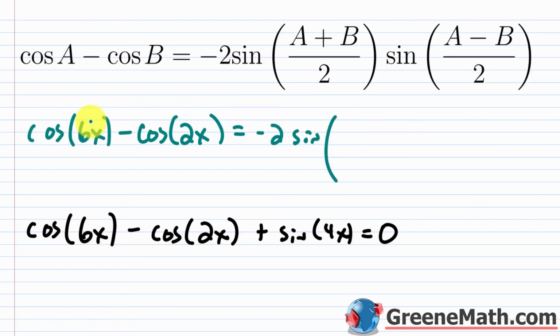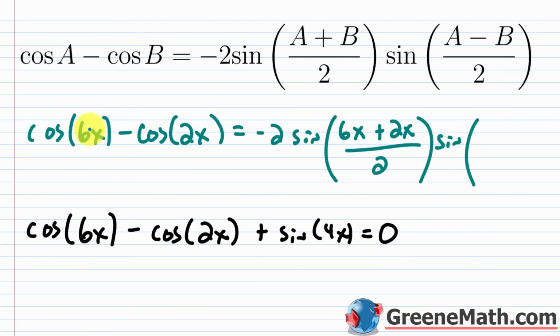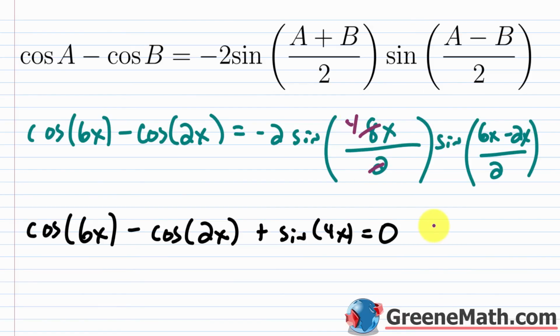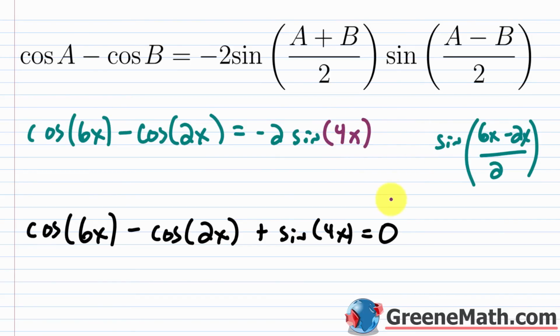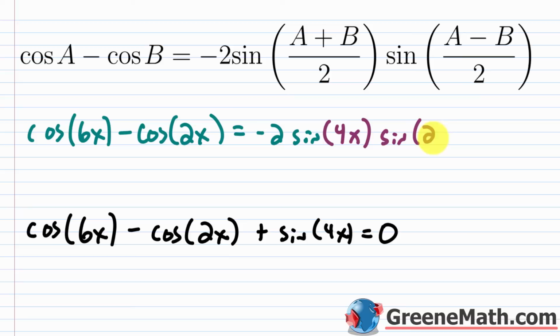So this plus this. So 6x plus 2x over 2. And then you have your sine of a minus b over 2. So 6x minus 2x, again, this is over 2. 6x plus 2x is 8x. So this right here would be 8x over 2. So this 8 would cancel with this 2 and give me a 4. So this would be 4x right here. So let's write that like that. I'm just going to wrap this for clarity. And then here, 6x minus 2x is 4x. And so this would be 4x over 2, which is 2x. So let's write the sine of 2x.